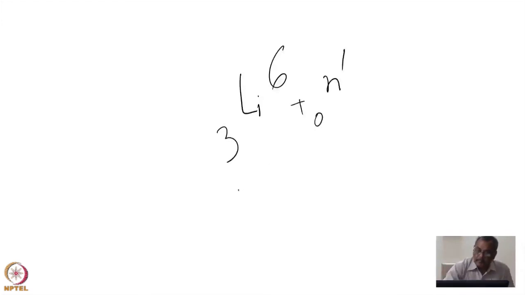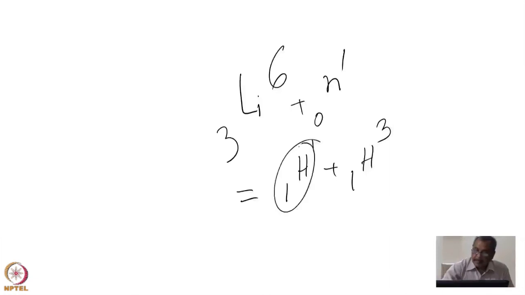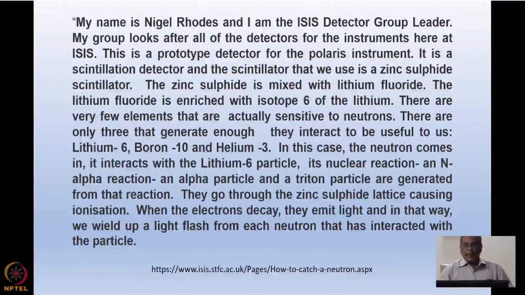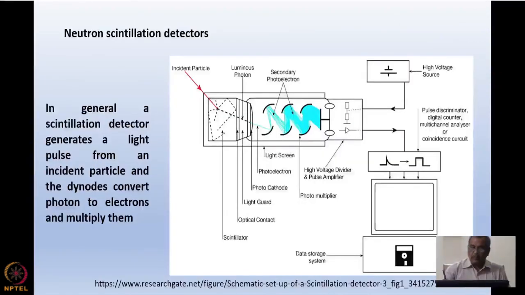With a neutron, it gives me a proton and triton. These are charged particles. They are absorbed by zinc sulfide, which produces photons. So here it is lithium. In this nucleus, the alpha particle and triton particle generated go through the zinc sulfide lattice causing ionization. So now these charged particles cause ionization, and when the ions recombine, they give up a light flash. And so each neutron is converted to a light flash, and then the light flash is taken, as I showed you, through these dynodes, and then finally they are counted.